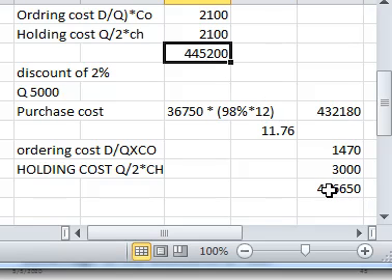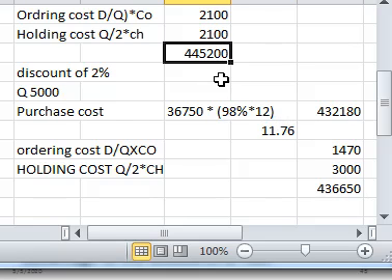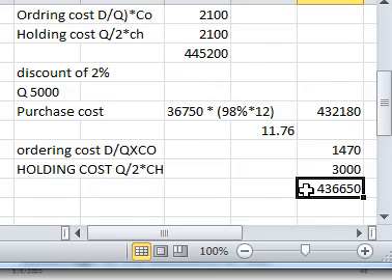You can compare this cost at 2%, which is 436,650, and the cost at the economic order quantity, which is 445,200. So meaning that if you are to give advice at this level, you should accept a discount of 2% and purchase at this. So please, you can look at a discount of 2.5% and then compare the three situations and then make an advice.